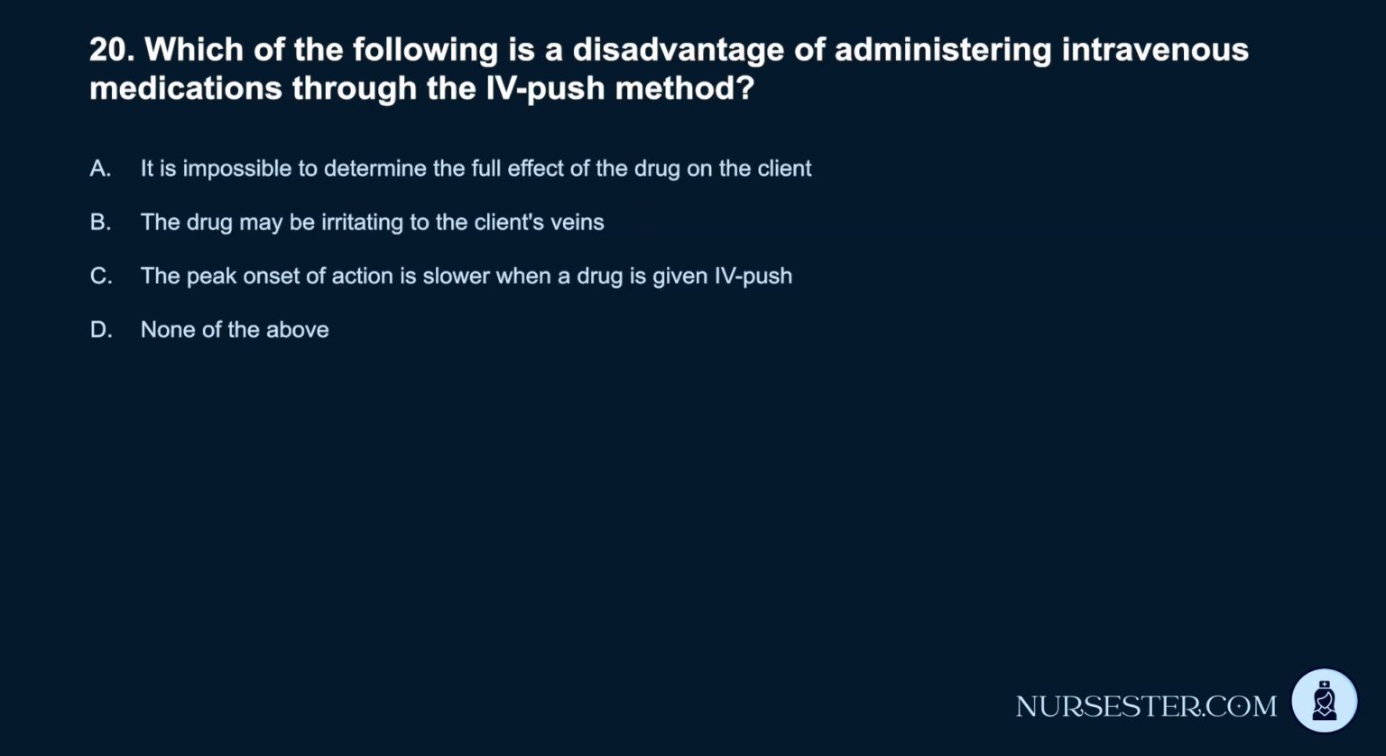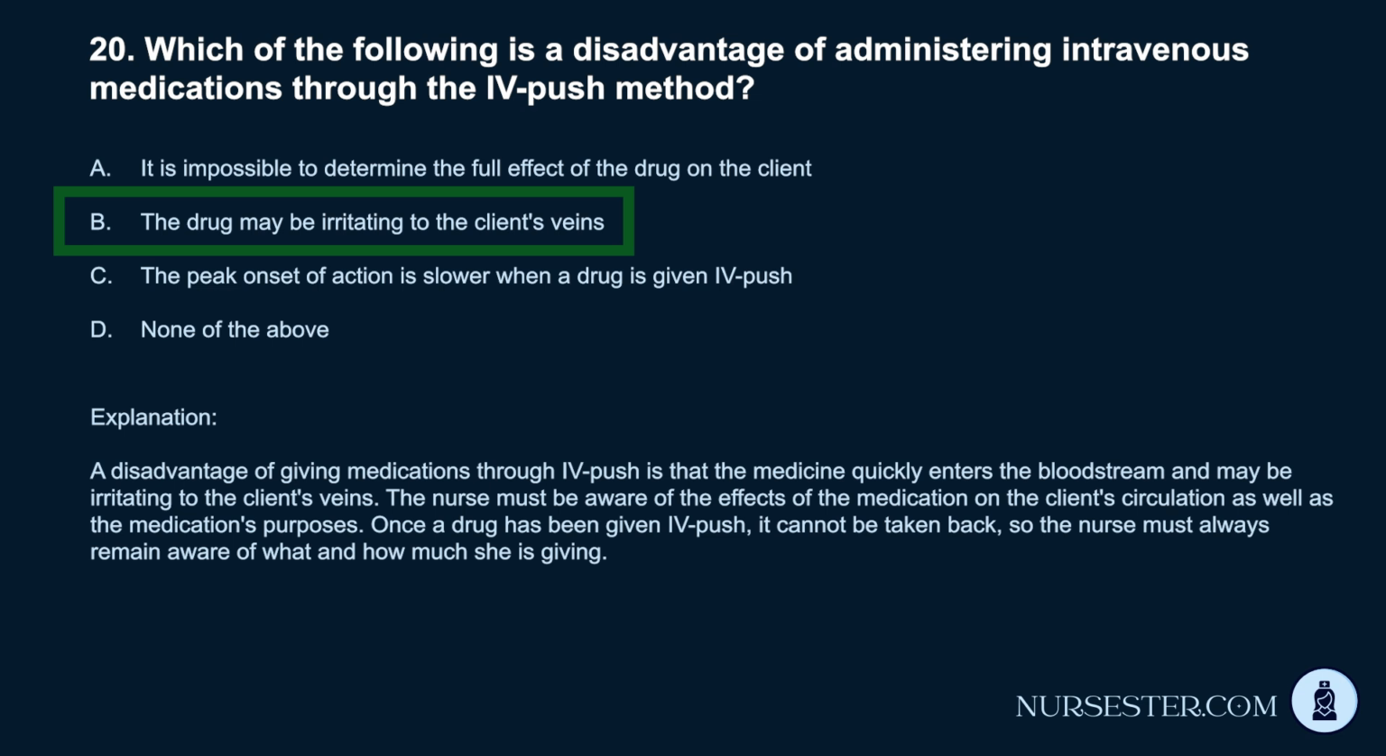20. Which of the following is a disadvantage of administering intravenous medications through the IV push method? A. It is impossible to determine the full effect of the drug on the client. B. The drug may be irritating to the client's veins. C. The peak onset of action is slower when a drug is given IV push. D. None of the above. Correct answer: B. The drug may be irritating to the client's veins.